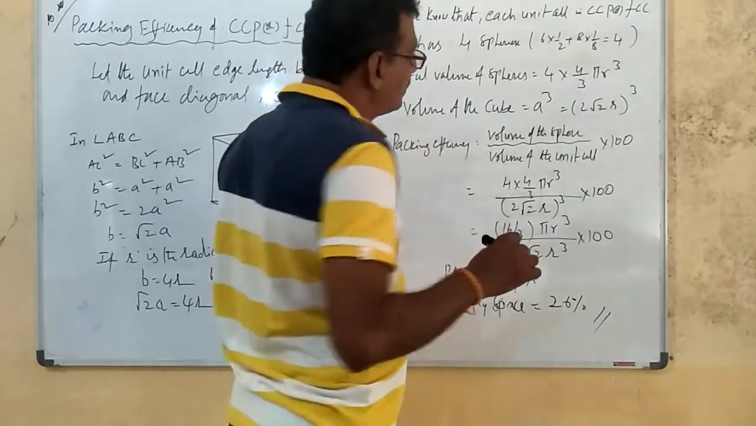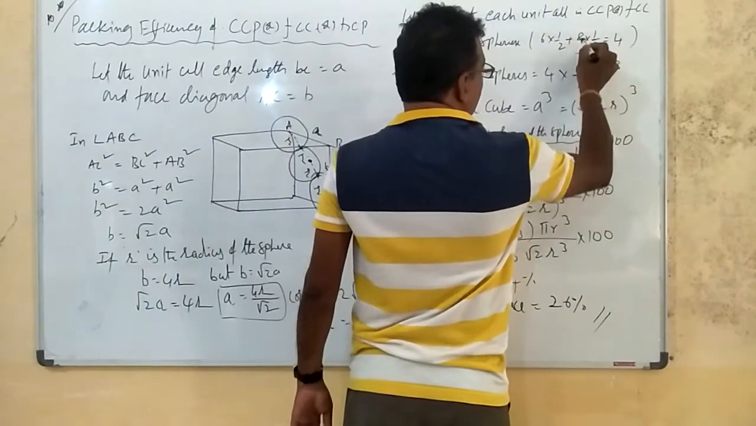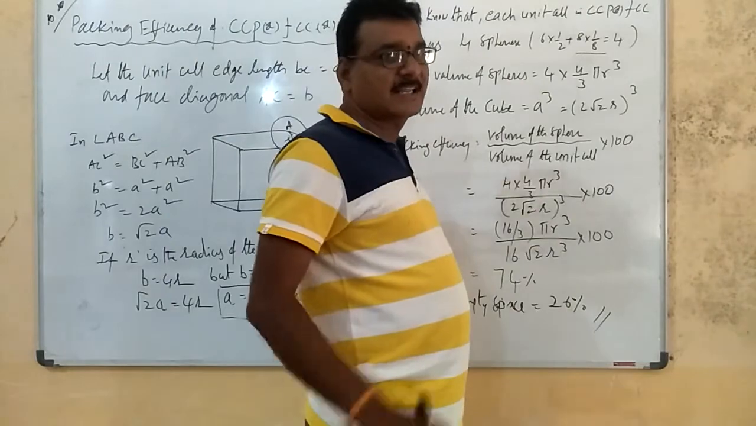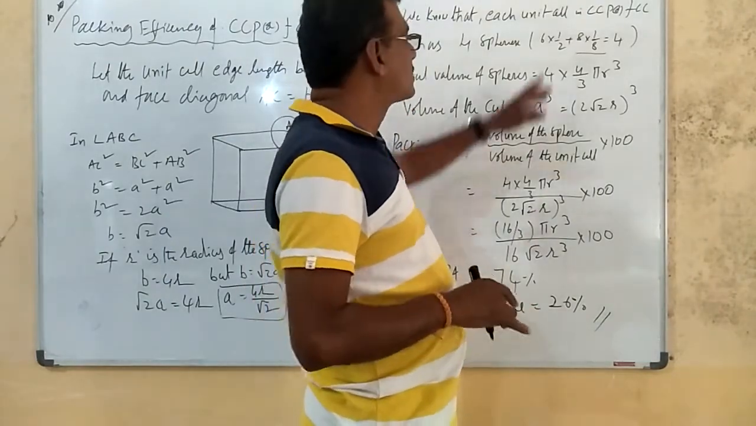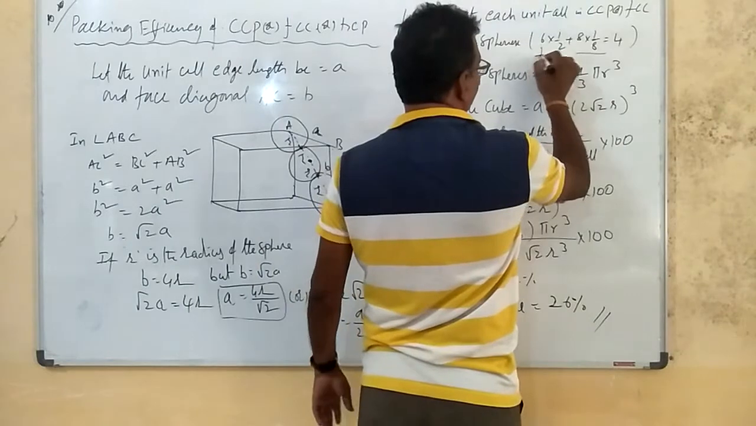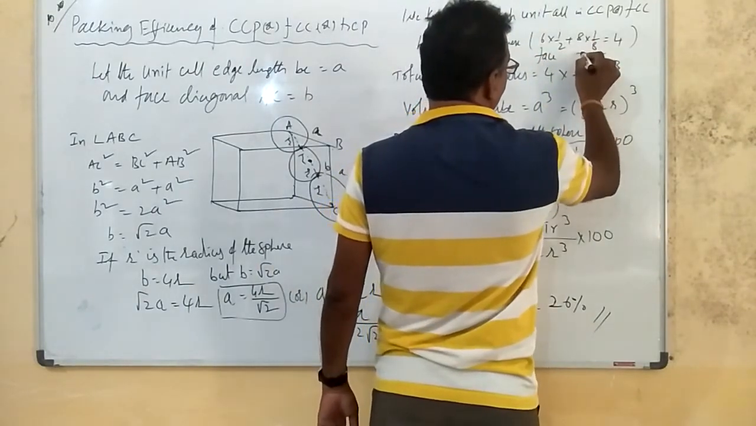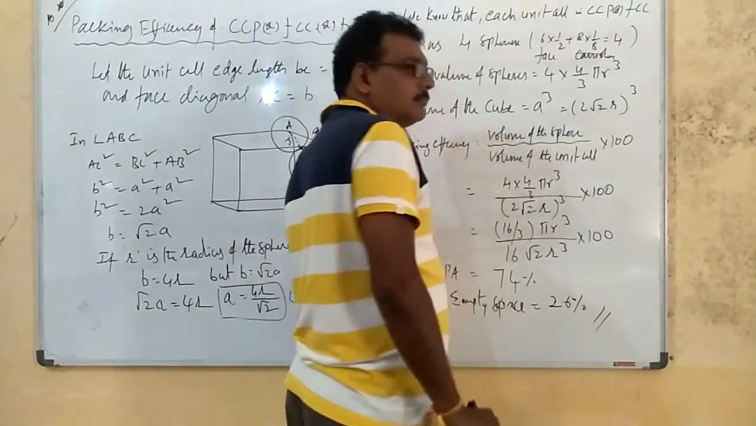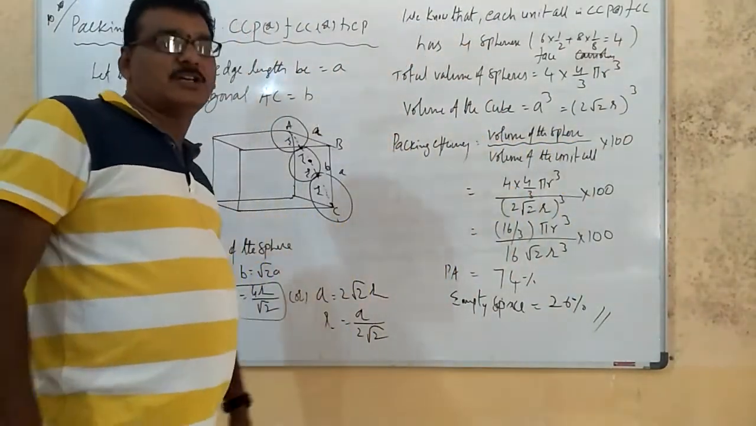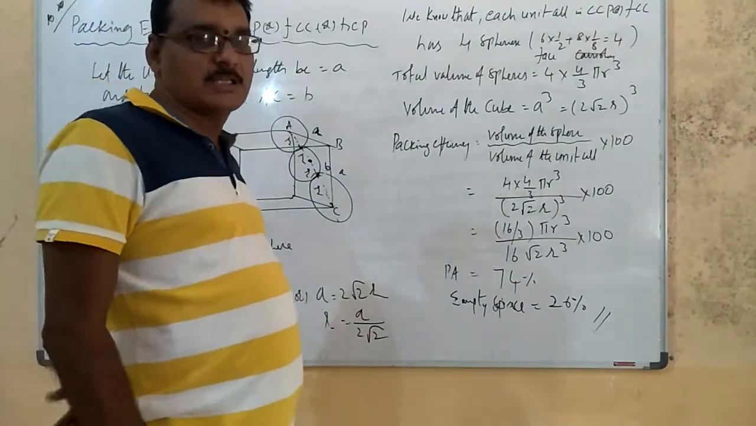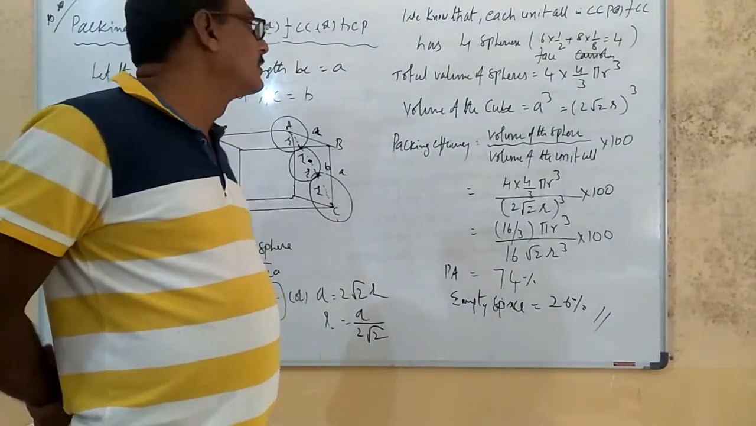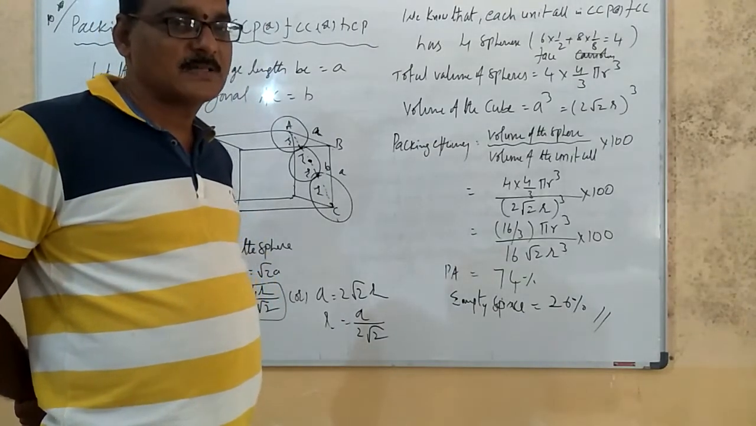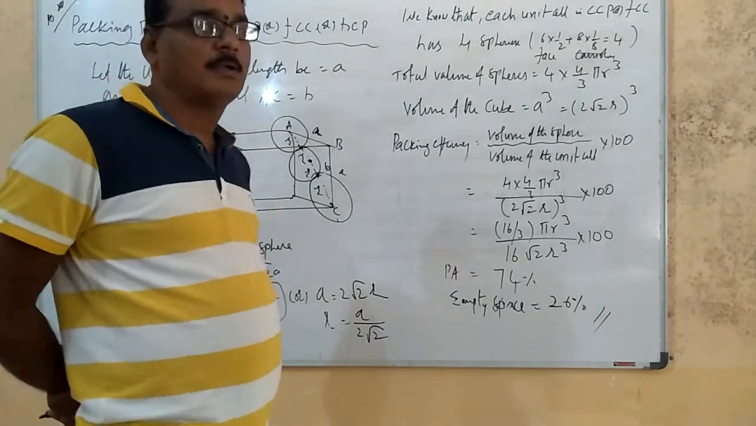Face centered means corners: 8 into 1 by 8, plus faces: 6 per unit cell, 1 by 2. 6 into 1 by 2 means face centers. 8 into 1 by 8 means corners, and the total is equal to 4. Now, each unit cell in CCP or FCC or HCP contains 4 spheres. The bracket, corners plus face centers, is equal to 4.